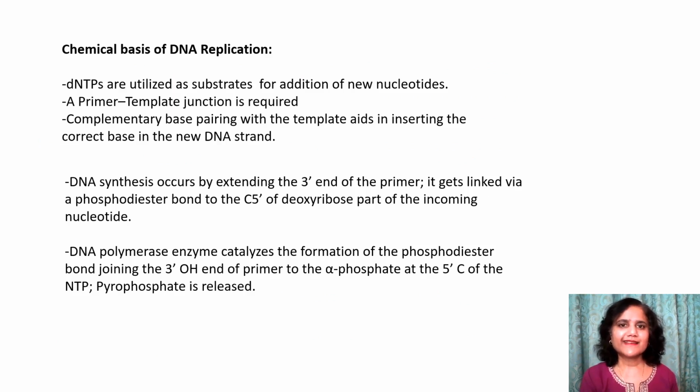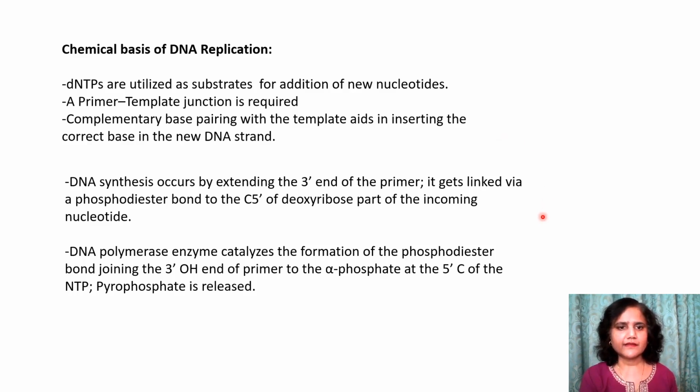So let's discuss the chemical basis and the requirements for DNA replication. Deoxyribonucleotide triphosphates are utilized as substrates for addition of new nucleotides to the chain. Also, something known as a primer template junction is required for DNA replication. Certainly you need a primer to prime the synthesis or addition of the next base, and complementary base pairing with the template helps in inserting the correct base in the new DNA strand.